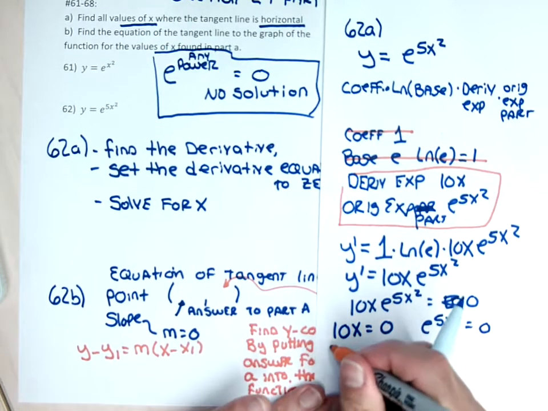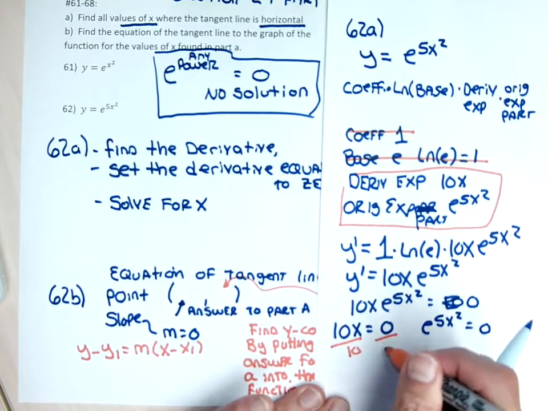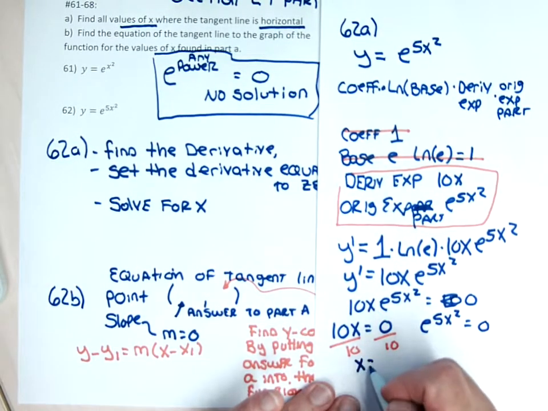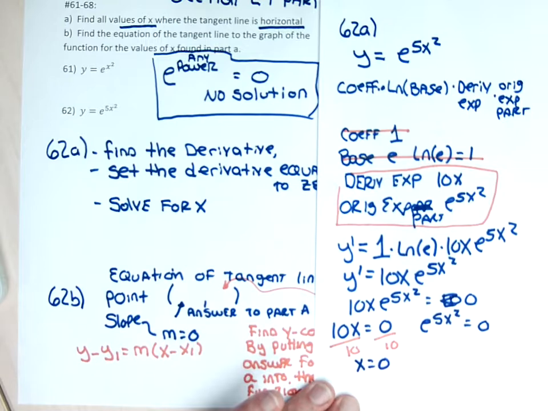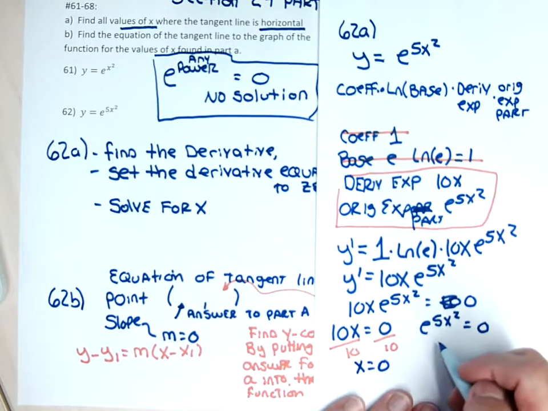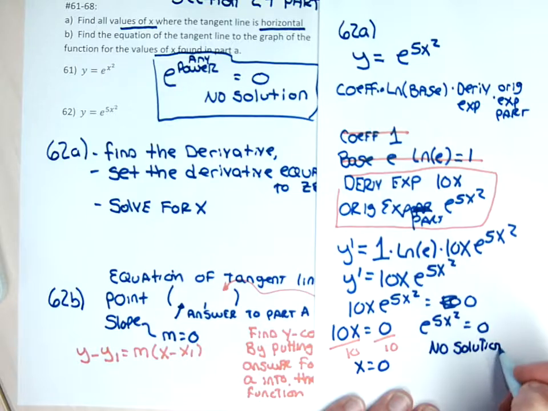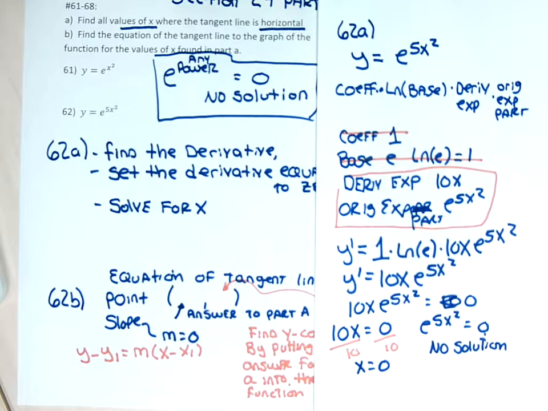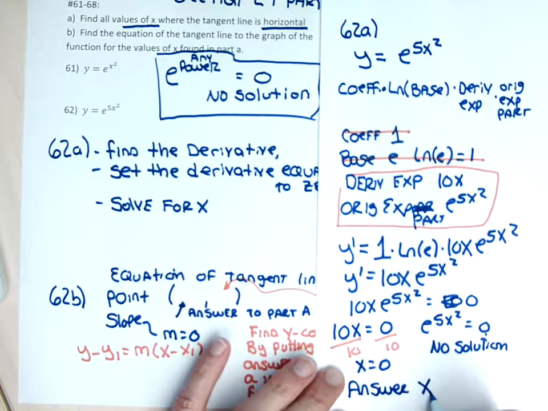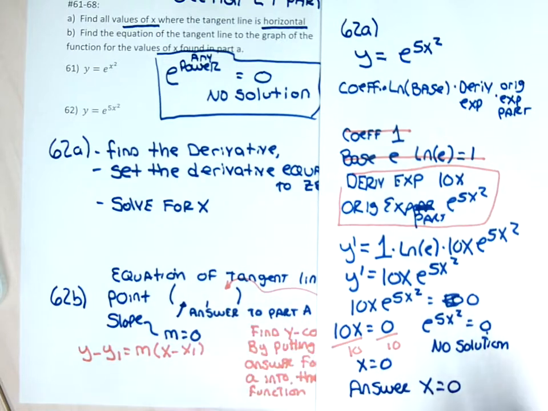The first factor of 10x, to solve for x I need to divide by 10, and I get x equal to 0, because on the left hand side there's a fraction with 0 in the numerator and fractions with 0 in the numerator equal 0. And the right hand part is an e to a power, and an e to a power doesn't give any solution. So my answer to 62a is x equal to 0.